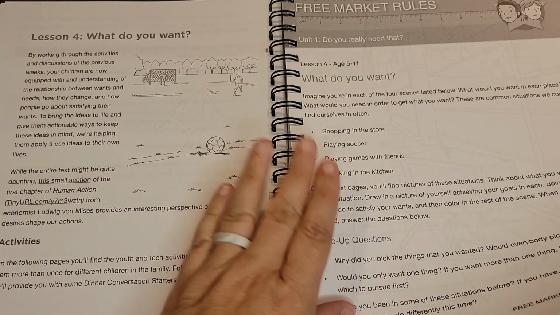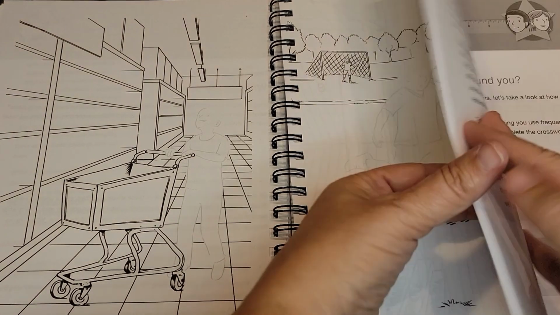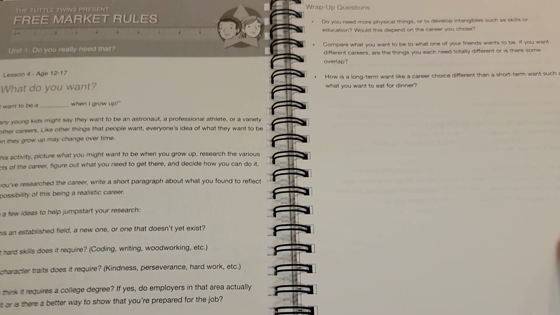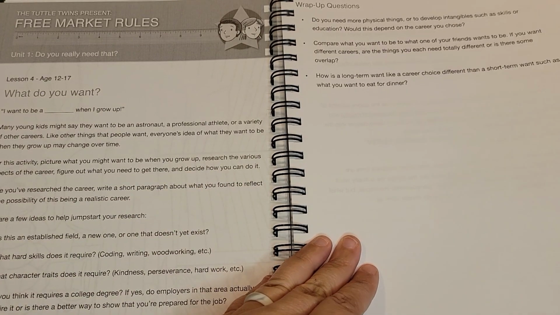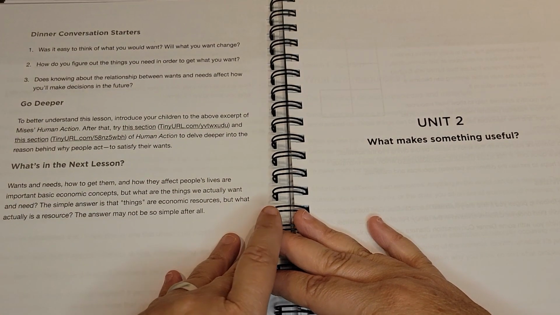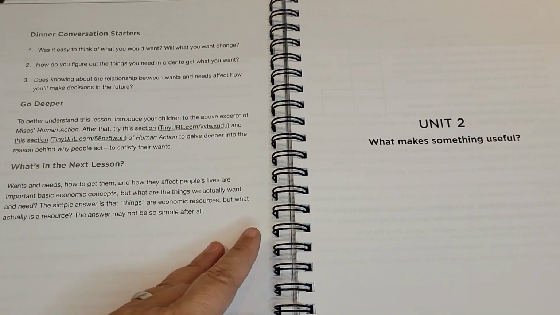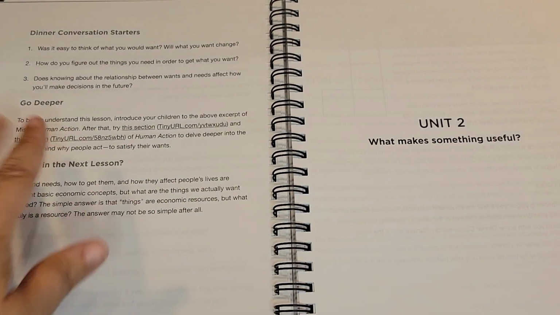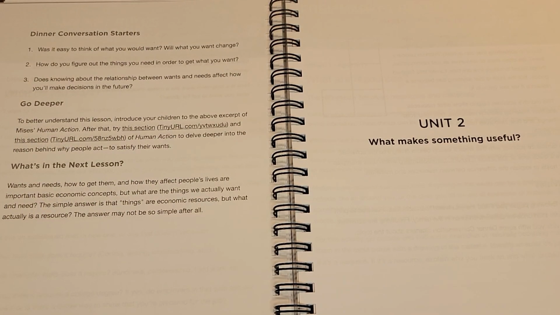And then this is your final lesson for Unit 1. And you can see we have the activities for the younger children. And then here is your information and your wrap-up questions for Unit 1. And then you go into Unit 2. Again, here they do have go deeper activities that are available with each lesson.